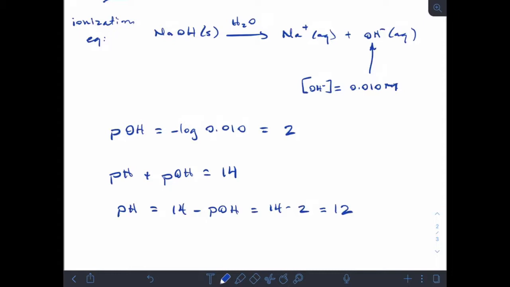Okay, in this chapter there's going to be a lot of relationships between pH, pOH, H plus, and OH minus. We have a couple of equations that we're going to get into that will allow us to do that. This one is our first equation that gives us the relationship between pH and pOH. If you know one, then you can easily find the other.